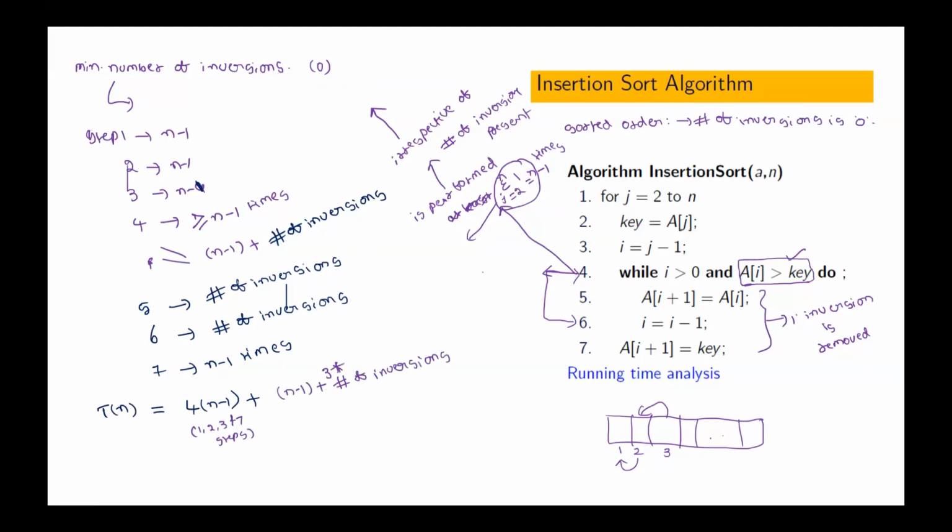Is that correct? So overall, we can write it as 5 times n minus 1 plus 3 into number of inversions. Is it okay? 5 times n, sorry, n minus 1, no? Is there any doubt up to this?